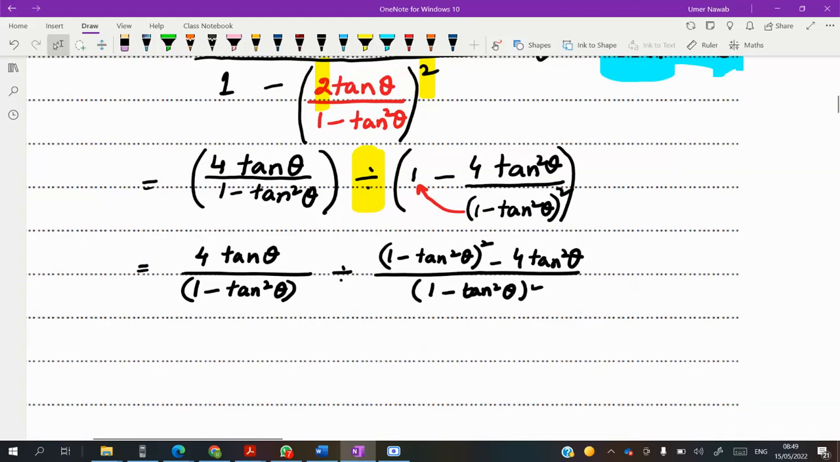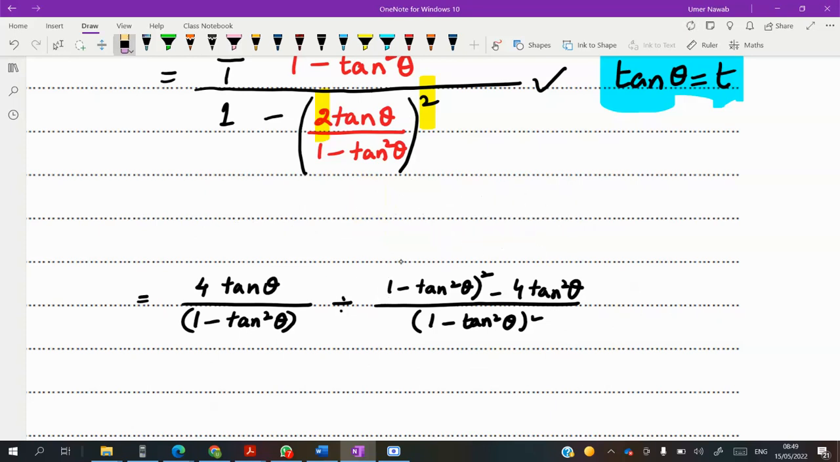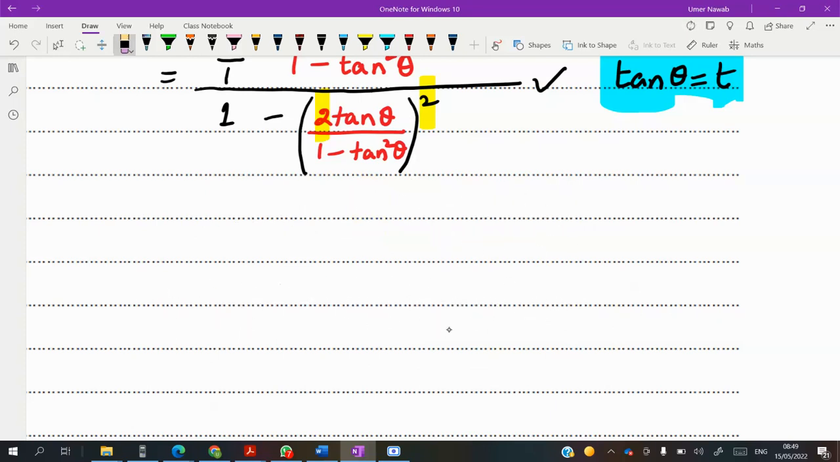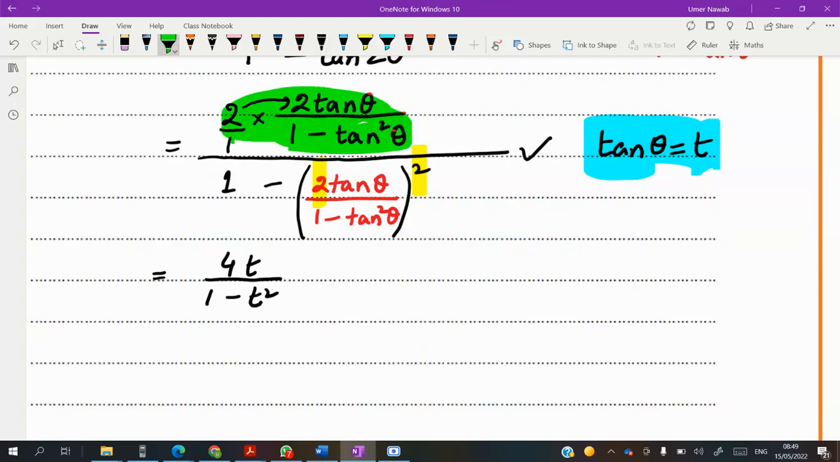So why not I can convert tan theta using the substitution. Let me erase this because I don't want you to get confused for any reason. So now I want to write it in the simplest form. On the top, I'm going to have 2 times 2, which is 4t. In the place of tan theta, I write t over 1 minus t squared. Look, it looks so elegant that this top expression I have written as 4t over 1 minus t squared.